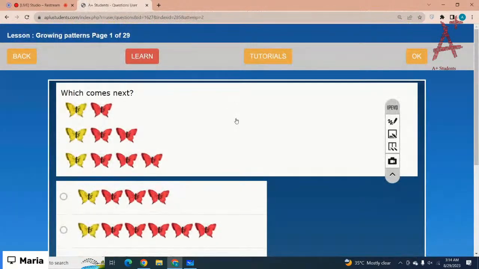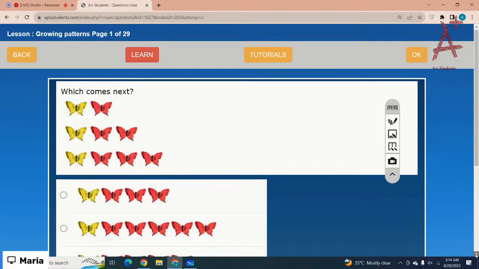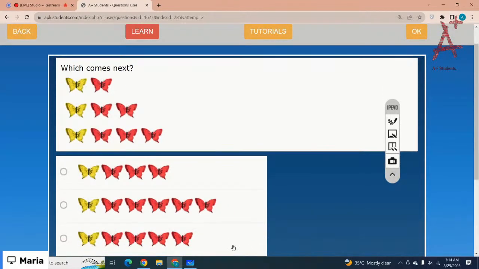Which comes next? Which is the correct option? Just look at the pattern. The red butterflies are increasing one, two, three. That means for the next one you have one, two, three, four. Yellow is just once and it would be one, two, three, four, right?